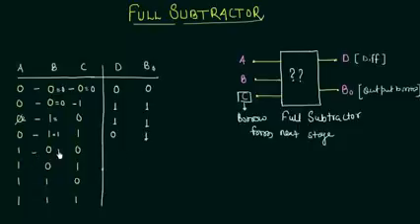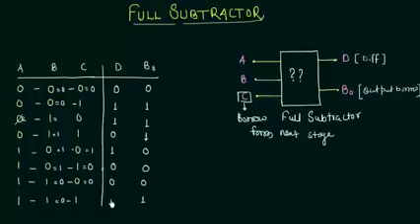1 minus 0 is 1, and 1 minus 0 is what? 1. So 1 is the difference, and you can see that there is no borrow involved, so the borrow will be 0. 1 minus 0 is again 1, and 1 minus 1 is what? 0, and there is no borrow, so difference is 0 as well as the borrow is 0. 1 minus 1 is 0, and 0 minus 0 is 0, so again both the difference and borrow are 0. 1 minus 1 is 0, and 0 minus 1, again a borrow will be involved to make this 0 2, so borrow is 1, and 2 minus 1 is 1.